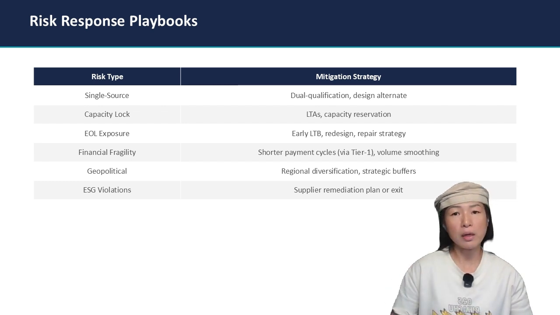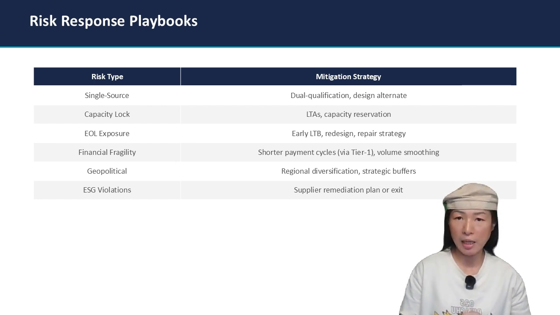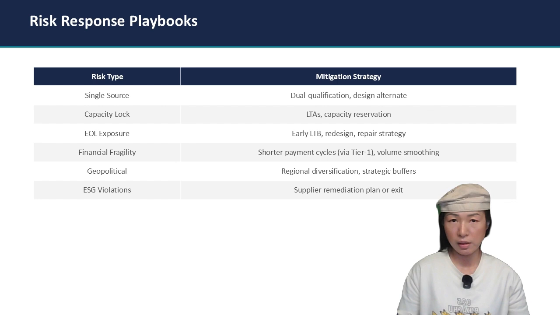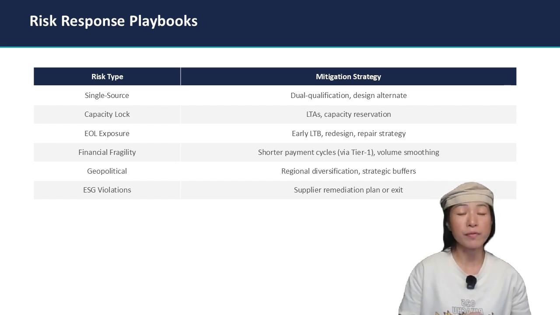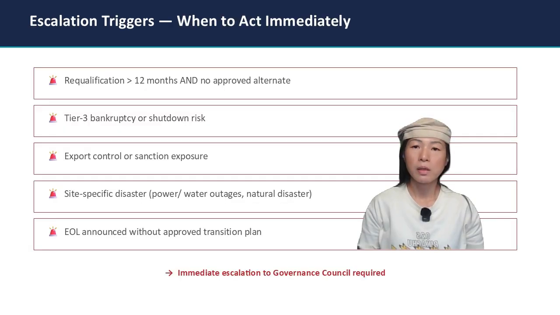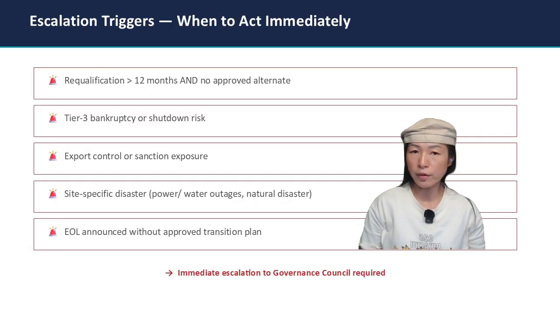Capacity risks require long-term agreements. EOL exposure demands early last-time buy decisions and repair strategies. Financial fragility in SME suppliers can be stabilized through shorter payment cycles negotiated via the Tier 1. Geopolitical risks require geographic diversification and strategy buffers, and ESG violations must follow a clear remediation or exit path with defined timelines.